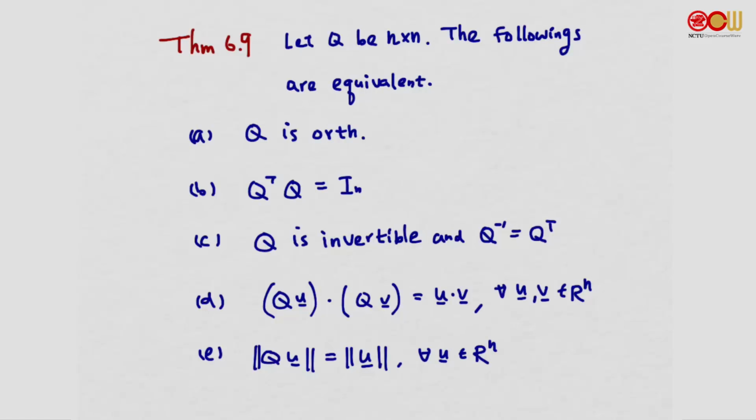Summarizing what we have just talked about, we have Theorem 6.9. Q is an n by n matrix. The following are equivalent. Q is orthogonal if and only if Q^T Q is the identity matrix. Q is invertible and Q inverse is its transpose. It preserves the dot product and it preserves norm. These are all if and only if conditions.